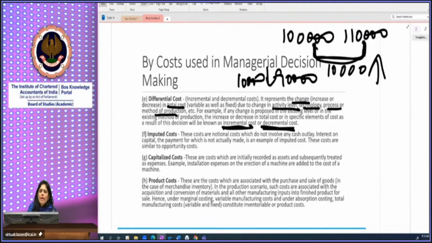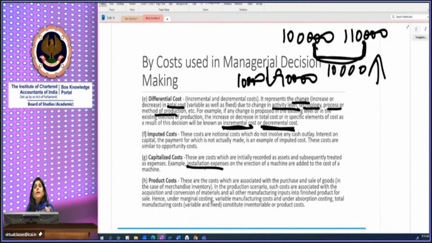I hope I'm able to make you understand. Capitalized cost. Capitalized cost is which is otherwise an expense, but it will be added to the asset. For example, if I am assembling an asset, or if I'm paying the installation expense of an asset, loading and unloading charges of a machine, it's an expense, it's not an asset.